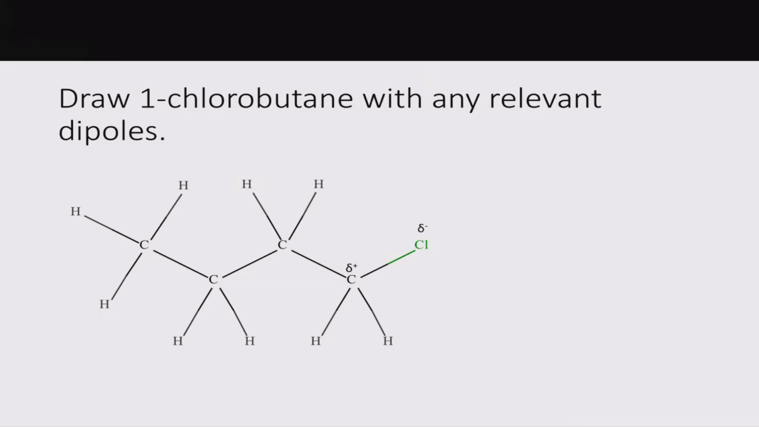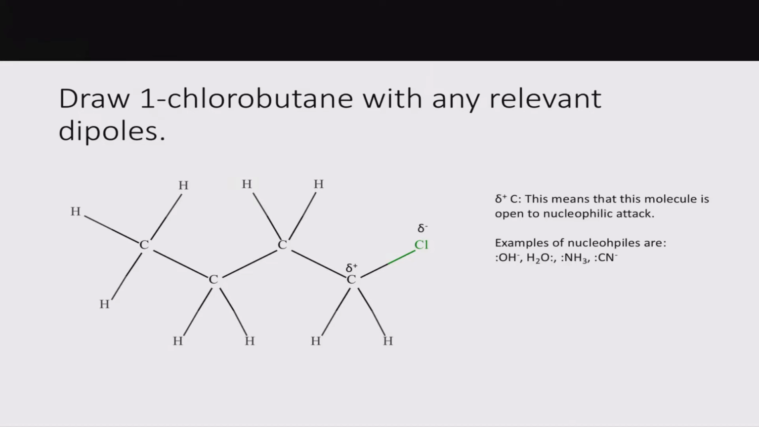Okay, that does, however, mean that we can actually do some chemistry to this. As we know, alkanes are very unreactive, they're a bit boring, but as soon as we end up with some other functional group, then our functional group is of interest. So here, that delta positive carbon means that we're open to nucleophilic attack. Examples of nucleophiles are the hydroxide ion, water molecules, ammonia molecules, and cyanide ions. Today we're mostly going to be looking at the hydroxide ion.